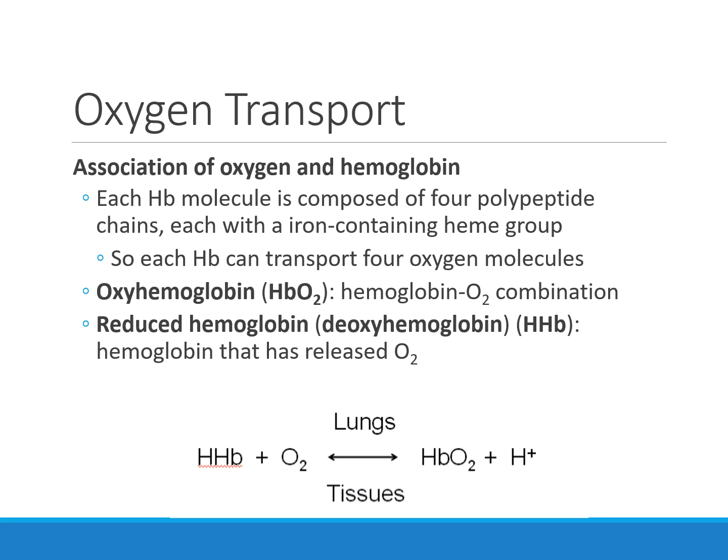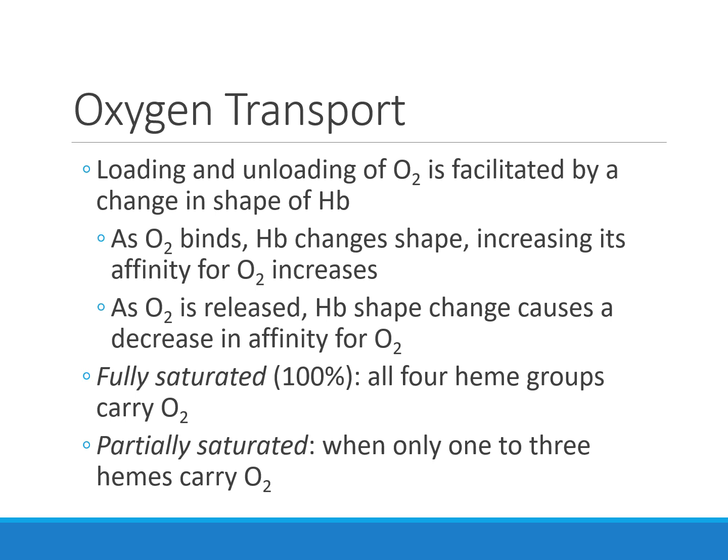When it is carrying oxygen, we call it oxyhemoglobin. And when it has released that oxygen, it's called reduced hemoglobin or deoxyhemoglobin. The loading and unloading of oxygen is facilitated by a change in the shape of the hemoglobin. As the oxygen binds, the hemoglobin changes its shape and increases its affinity, or how much it likes oxygen, so it's easier for it to attach. As the oxygen is released, the hemoglobin shape changes and causes it to not like the oxygen so well, and it's easy for it to be released.